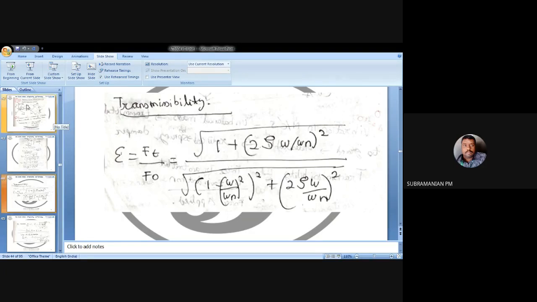You don't need to bother about the other derivation. Just go through the expression for transmissibility. Again, it has been expressed in terms of damping ratio and frequency ratio. No other terms are there. Once you know the damping ratio and frequency ratio, you will be able to find the transmissibility. Note this formula. I'll be giving 2 minutes. Transmissibility is the force transmitted to the foundation over the external force acting. Copy this final formula alone.